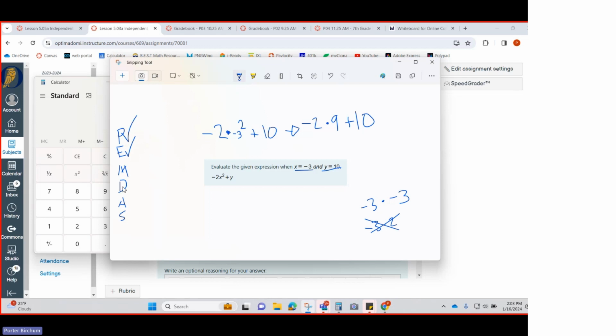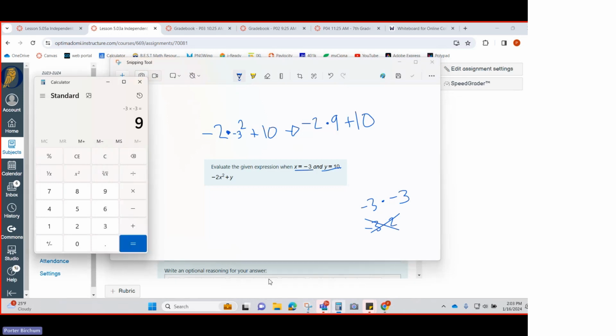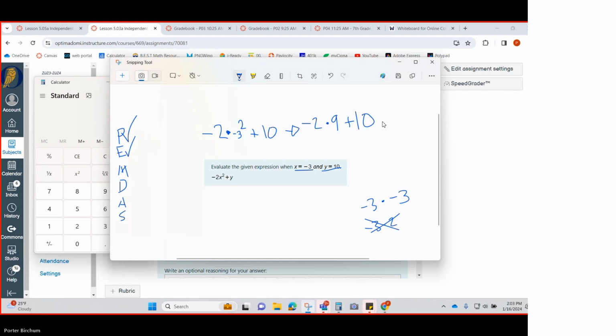Now multiply, divide. Do I see any multiplying and dividing? I do. I also see an addition. Multiply comes before addition in PEMDAS. So we do multiplying first. What is negative 2 times 9? Negative 18.